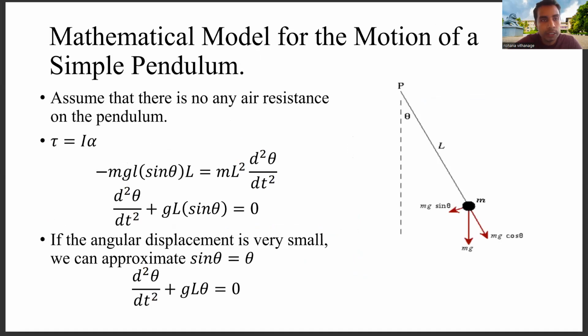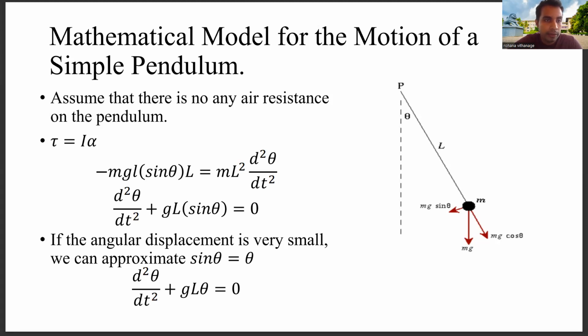Then let's look at the mathematical model for the motion of a simple pendulum. We have learned this phenomenon in our advanced levels also. Here we use the angular version of F = ma, so it is tau = I alpha.